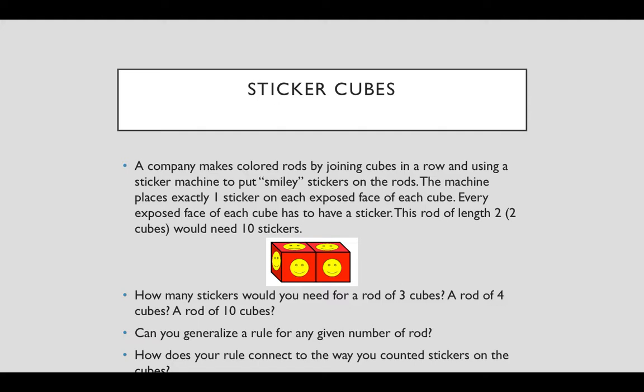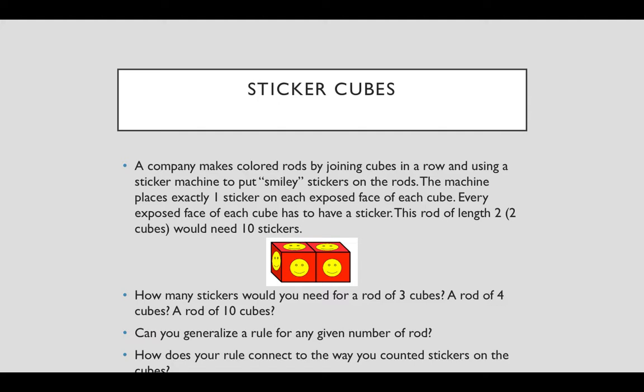So here's our task. A company makes colored rods by joining cubes in a row and using a sticker machine to put smiley stickers on the rods. The machine places exactly 1 sticker on each exposed face of each cube. Every exposed face of each cube has to have a sticker.